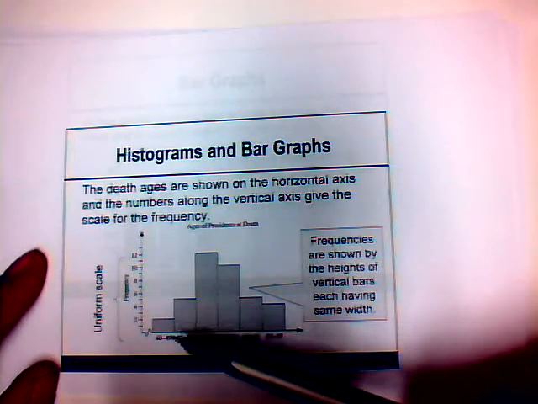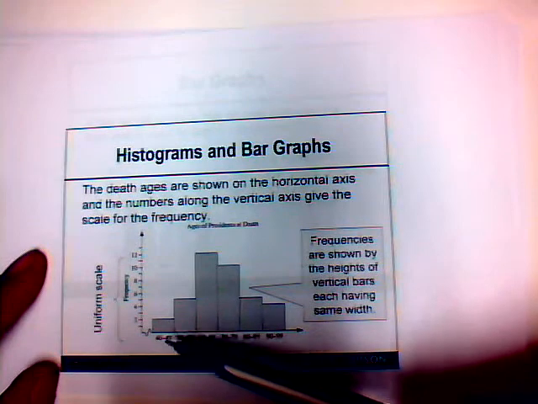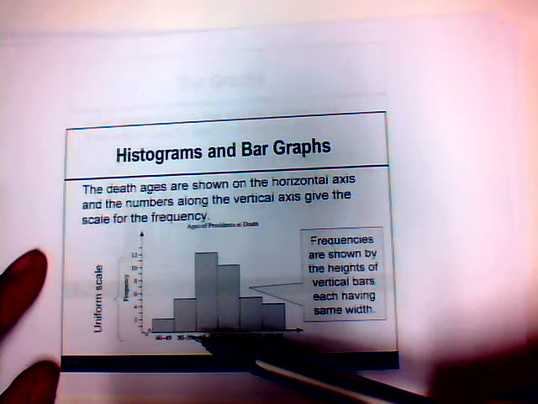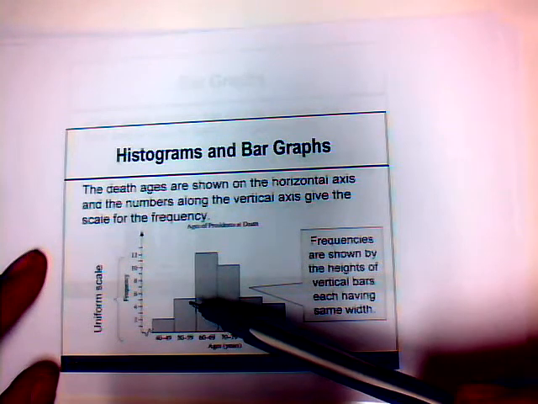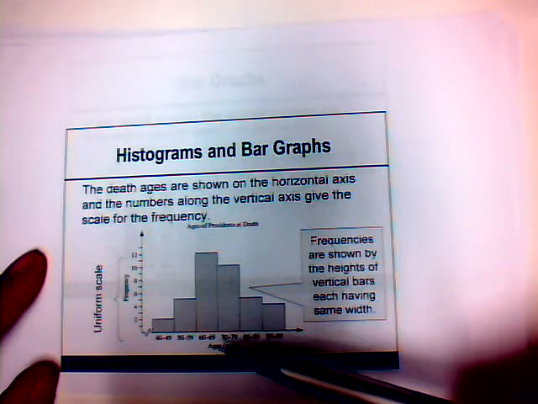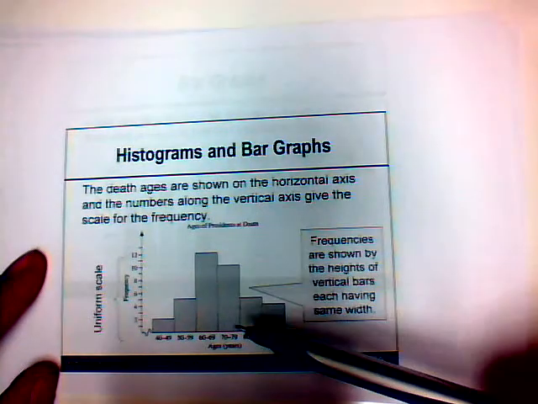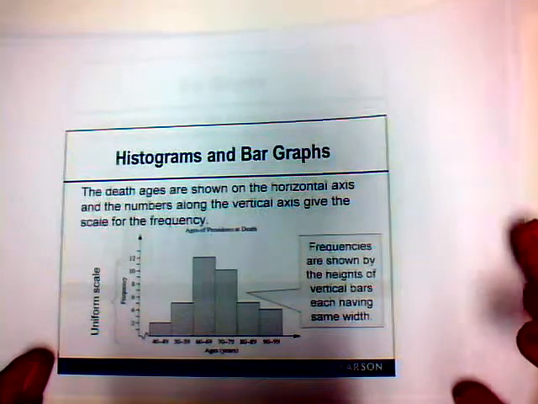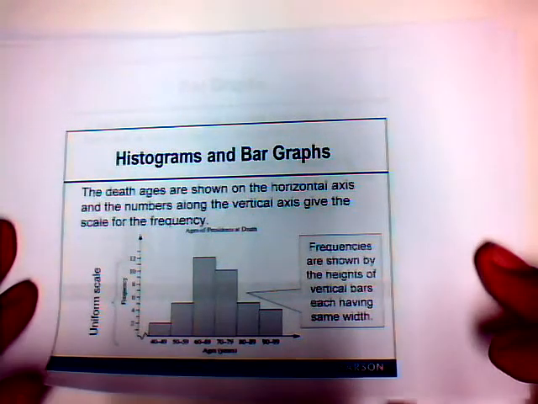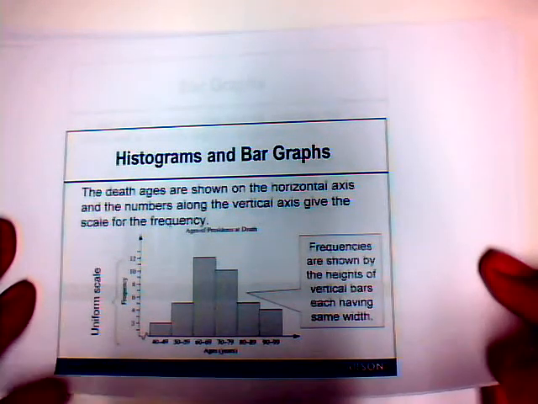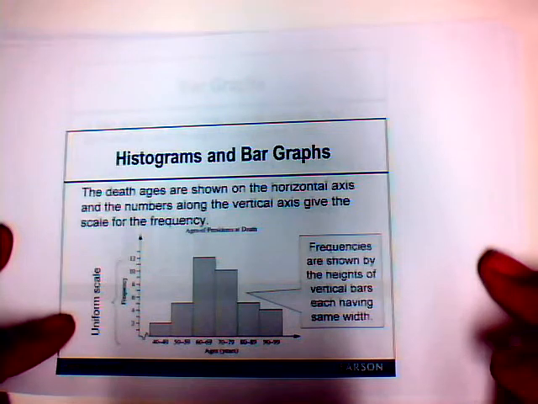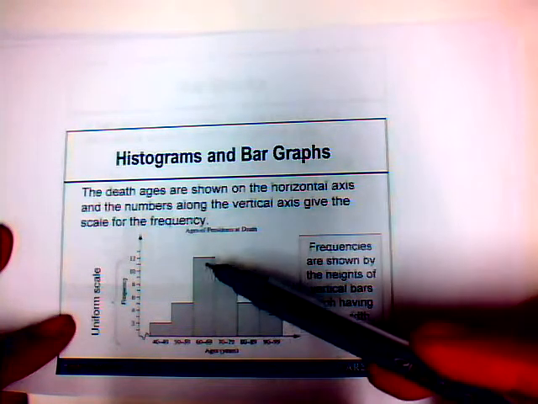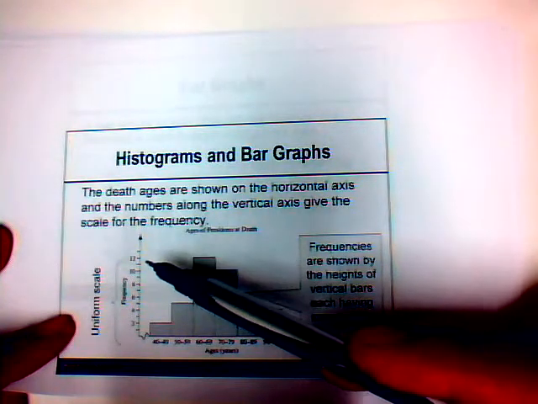And here's what the bars look like. There are 2 that died between 40 and 49. 50 to 59 is this bar. 60 to 69 is this bar, and this continues. Now the frequencies are shown by the heights of the vertical bars, each having the same width. So to show that 12 presidents died between the ages of 60 and 69, that would be this bar up here going up to 12.